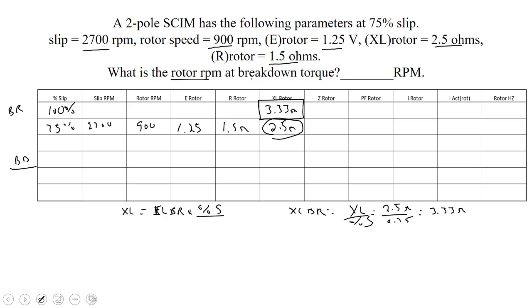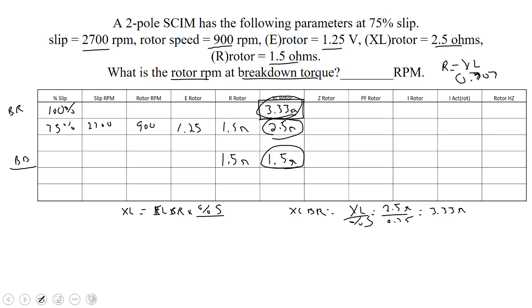At breakdown torque, we know that the R is the same as the XL. That's what gives us a power factor of 0.707 in the rotor at that moment in time, is that it's a 45-degree triangle. R is equal to XL. So I know that the resistance stays constant in a SCIM, and I know that the XL is going to be the same value as the resistance. So now I can use the value of XL at breakdown and the value of XL at blocked rotor to figure out what percent slip we are when this rotor hits breakdown values.